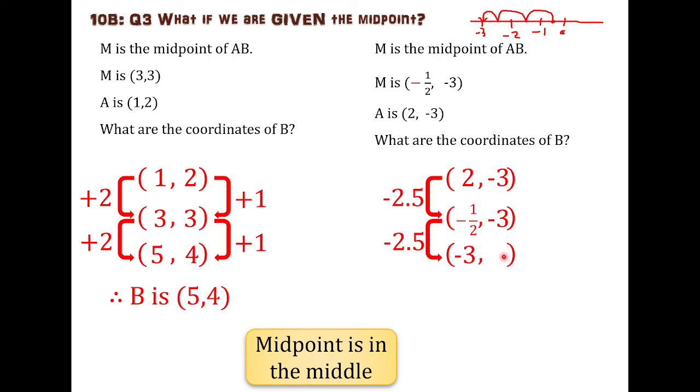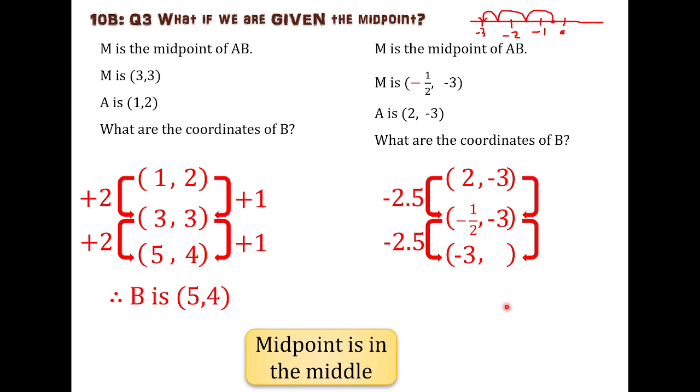The y coordinate is a lot simpler. -3 is halfway between -3 and -3. From here to here, I didn't move at all. And from here to here, I did not move at all. So the coordinate B is -3, -3.